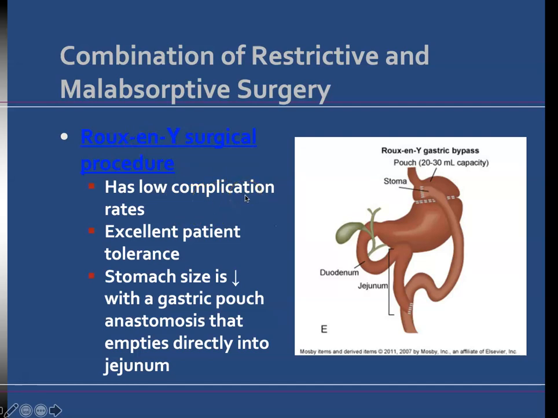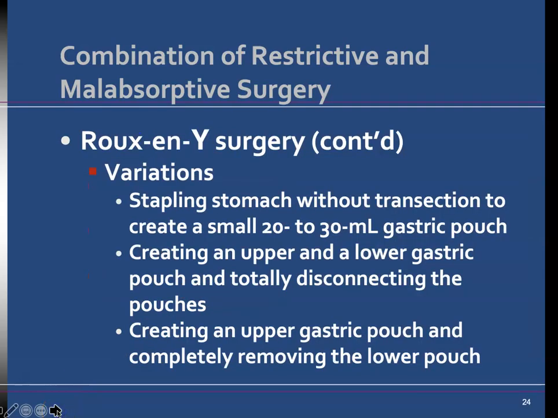It has low complication rates and excellent patient tolerance. The stomach size is reduced with a gastric pouch, with an anastomosis that empties directly into the jejunum. Remember how I said you should know how to describe this, and so you should, because you'll see it somewhere very soon. Here are some of the variations of the Roux-en-Y surgery. Stapling the stomach without transection to create a small 20 to 30 ml gastric pouch; creating an upper and lower gastric pouch and totally disconnecting the pouches; and creating an upper gastric pouch and completely removing the lower pouch.